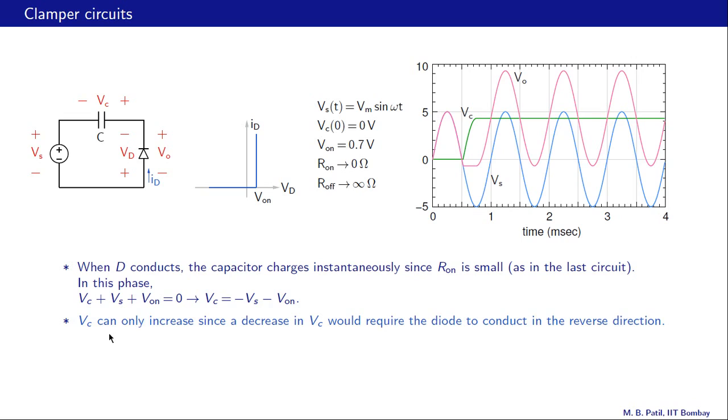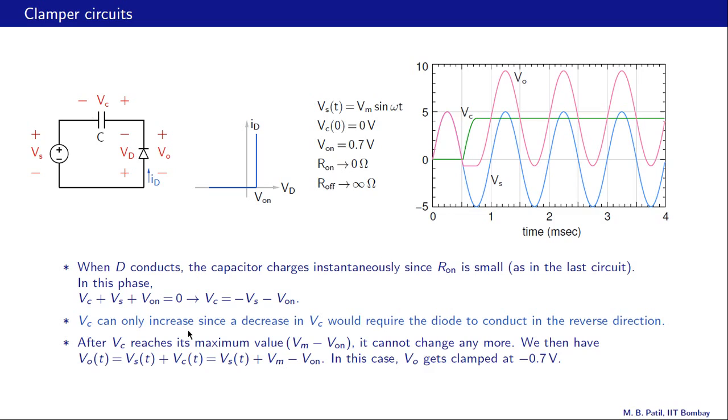Second point, and once again it is similar to what we saw in the last slide. Vc can only increase, since a decrease in Vc would require the diode to conduct in the reverse direction, which is not possible. So therefore this voltage Vc can only go on increasing. Once it reaches a maximum value, it cannot change anymore. And that is the third point.